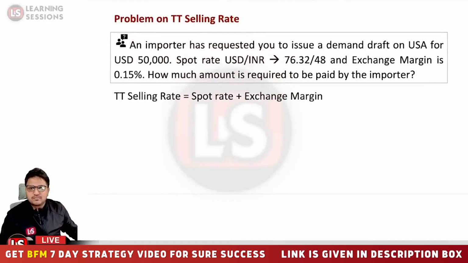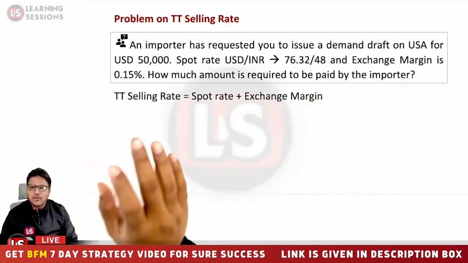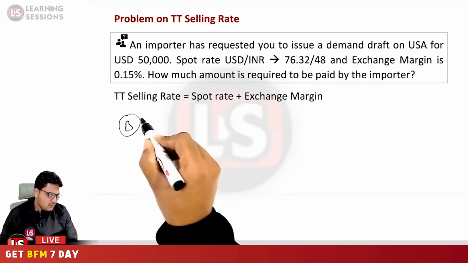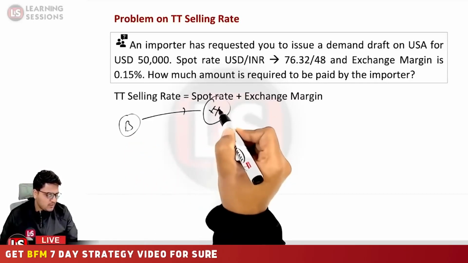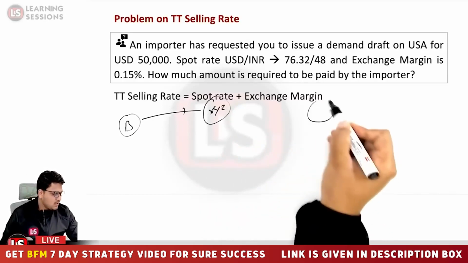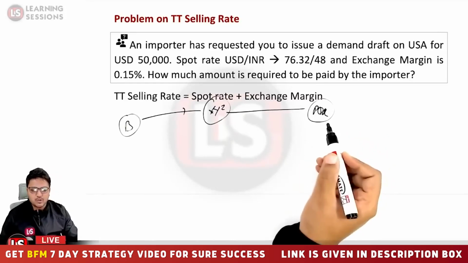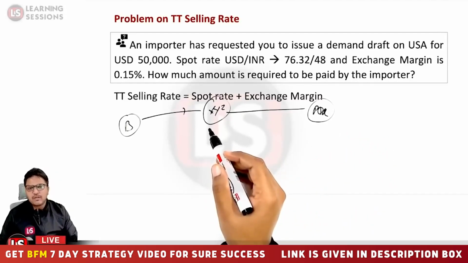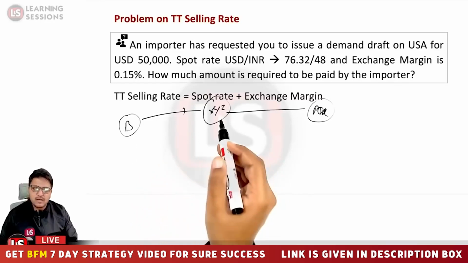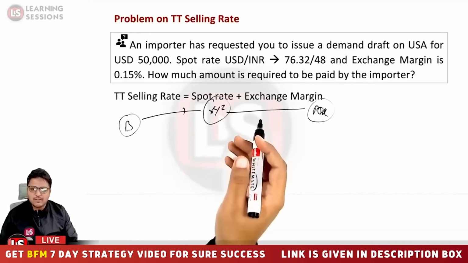Now it says an importer has requested you to issue a demand draft on USA for USD 50,000. Now here is the scenario. Person B, a customer of yours, visited the branch of XYZ bank, and he asks that he wants to issue a demand draft in USA. You are maintaining your Nostro account with the bank PQR in USA. When the customer asks to issue a demand draft, he will be purchasing the foreign currency, and further you will be issuing the demand draft to him. That is going to be the scenario.